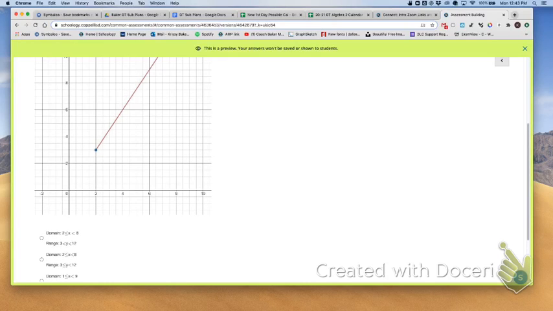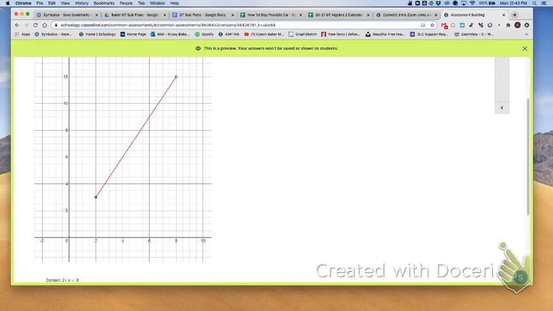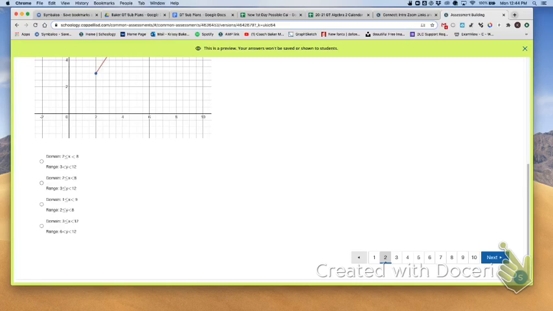So this is going to be an or equal to on both the domain and the range at the bottom because it has a closed circle. And then up at the top, that's going to be just the not or equal to because it's an open circle. So the domain in inequality notation would be 2 is less than or equal to x is less than 8. And your range would be 3 is less than or equal to y is less than 12. And the answer choice that matches that one would be this one down here.